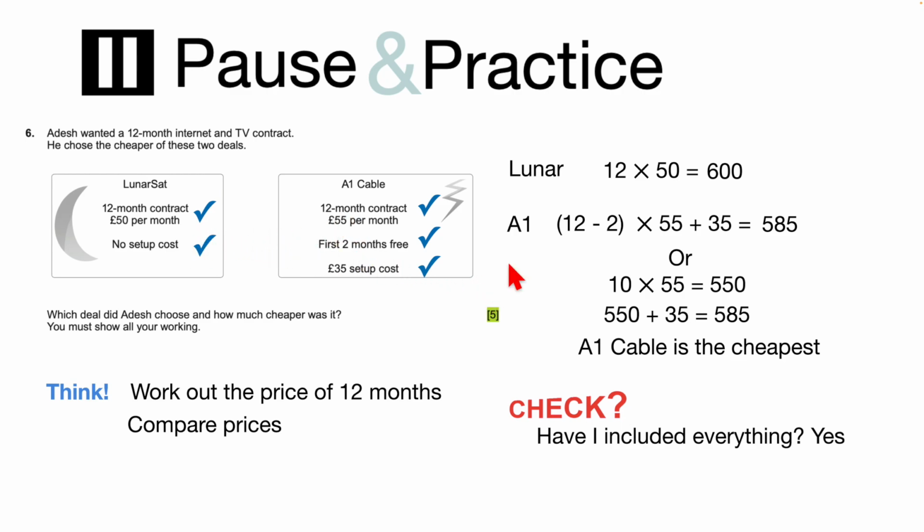Okay, I've done everything. How does this score? Well, you get 1 mark for knowing you've got to multiply 12 by 50 and 1 mark for doing it correctly with a calculator. So easy marks, really. Knowing how to calculate this is 1 mark, and doing it correctly is 1 mark. And then finally, just being able to say that A1 cable is cheaper, spotting that 585 is cheaper than 600 is worth a mark. 5 marks. Absolutely brilliant.